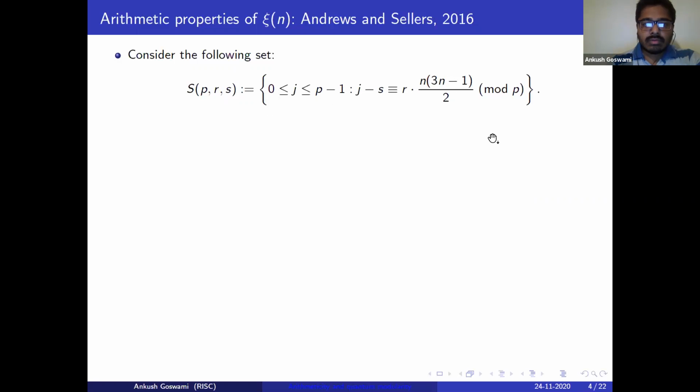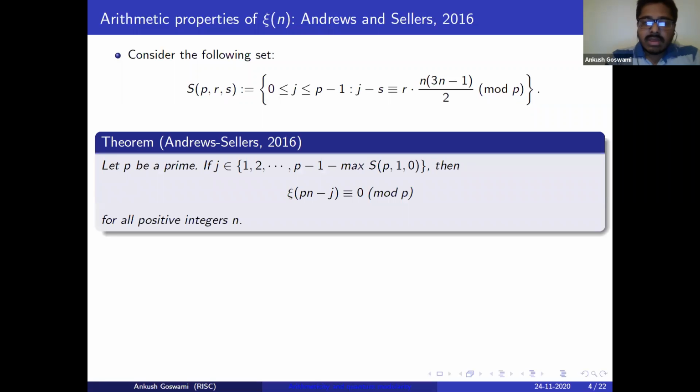This is the main theorem of Andrews and Sellers from 2016, and it states that if p is a prime and j is an integer in this set, consisting of elements from 1 all the way up to p-1 minus the maximum of the set S(p,1,0), then for each such j you will get these congruences for the Fishburn numbers. That is, for each j in this set, ξ(pn-j) is divisible by p, and this holds true for all positive integers n.